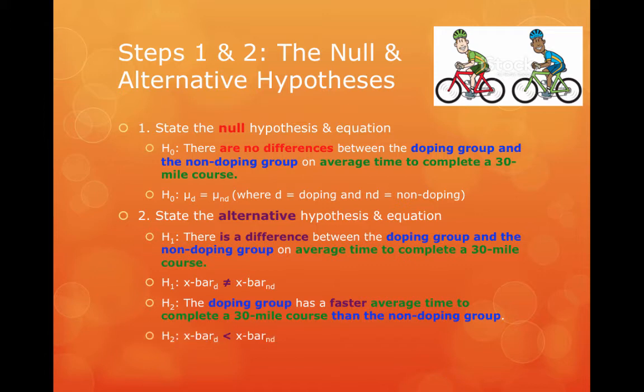X bar of the doping group is less than X bar of the non-doping group, right? We're saying that the average time of the doping group is going to be faster, so they're going to have a smaller number, right? A faster time, a smaller time in terms of minutes than the non-doping group. So we completed steps 1 and steps 2 of independent samples t-test.